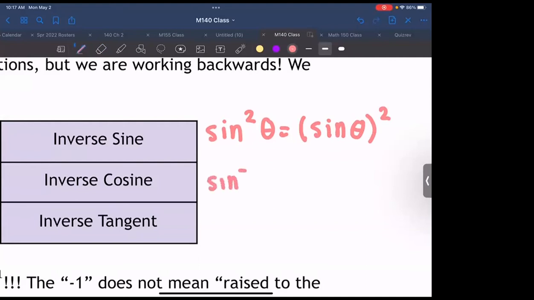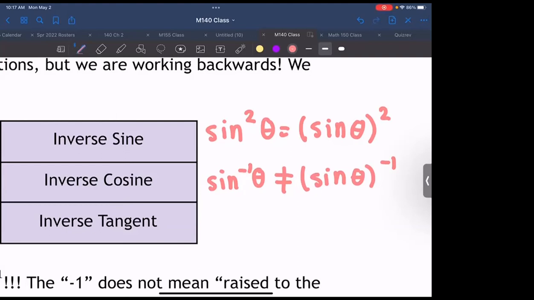Sine -1 theta. Oh my goodness. So sine -1 theta, that's not the same thing as sine theta to the -1. Even though the notation up top says we just take sine and square it, sine inverse theta is not the same thing as sine theta to the -1st power. So we're not raising something to a power here.